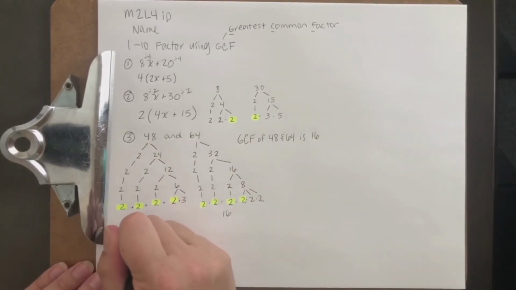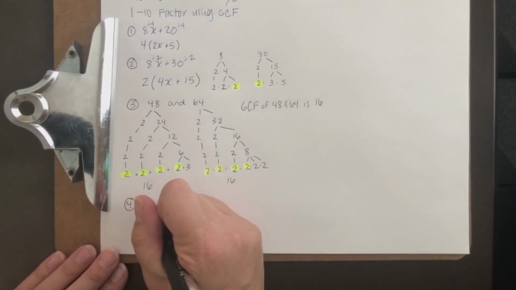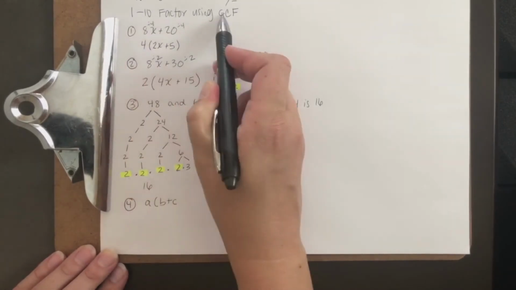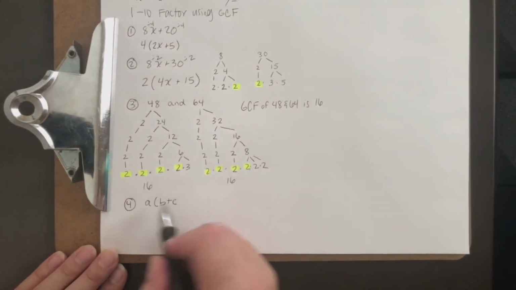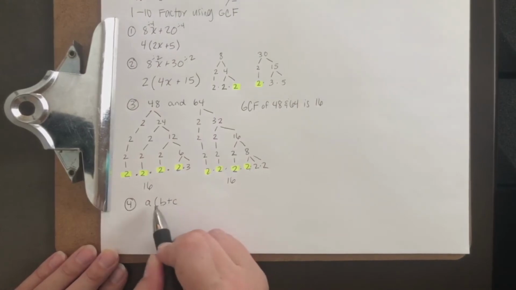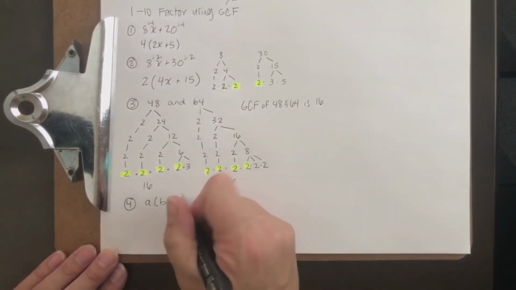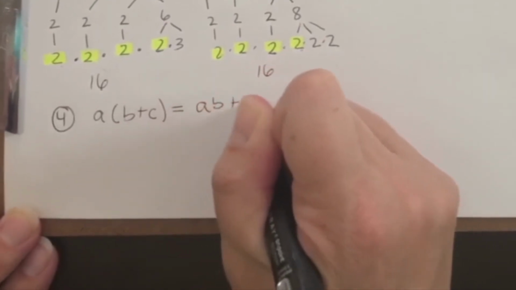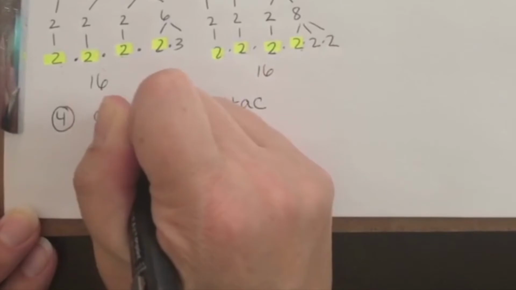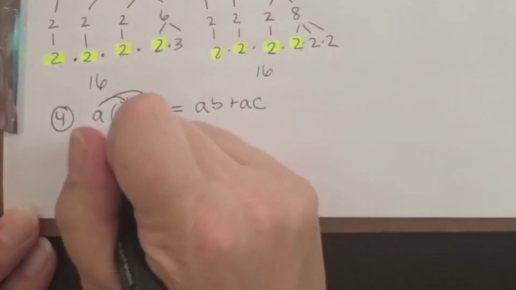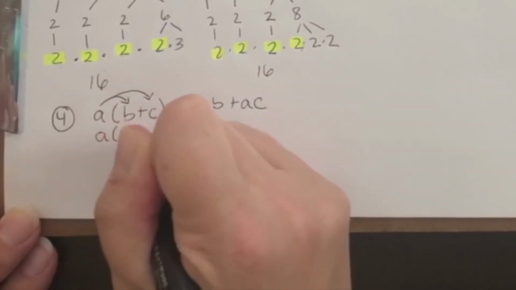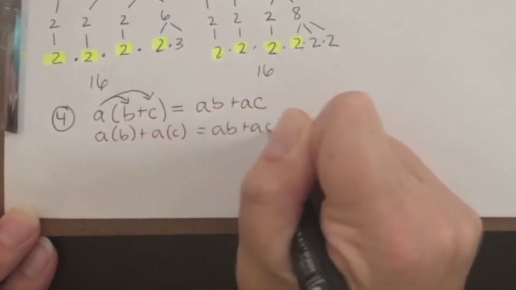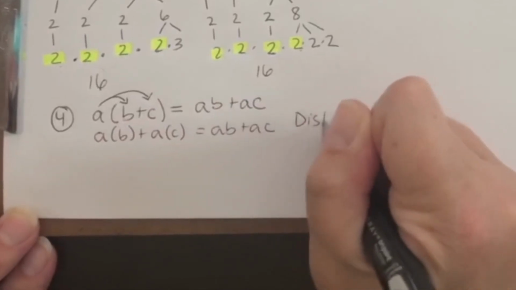Okay, number 4. Which property: A times B plus C. I guess it wasn't all 1 through 10 factor using GCF. Oh well, okay. A parentheses B plus C equals A times B plus A times C. Well, let's draw our little arrows on here and show that we did A times B plus A times C to equal AB plus AC. And this is the distributive property.